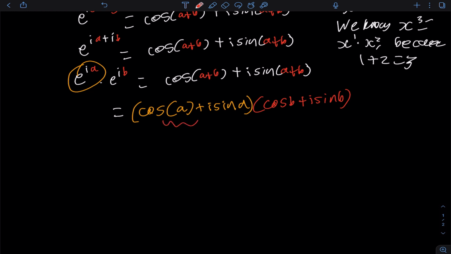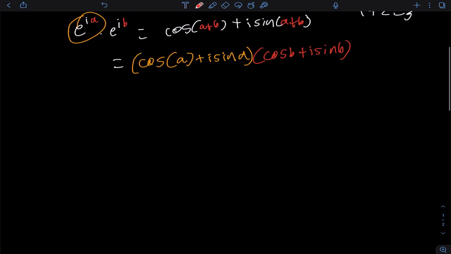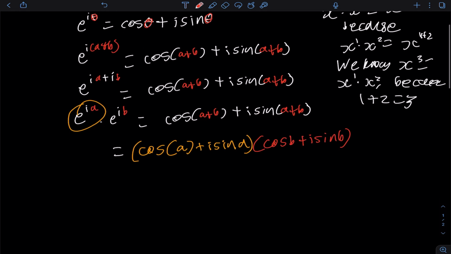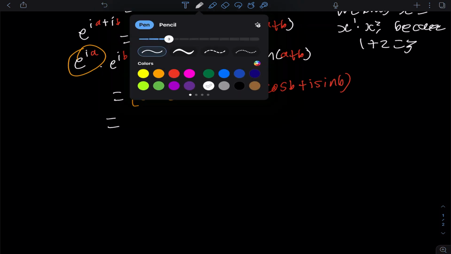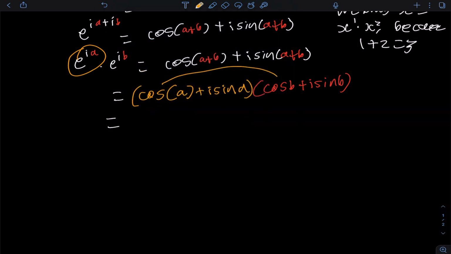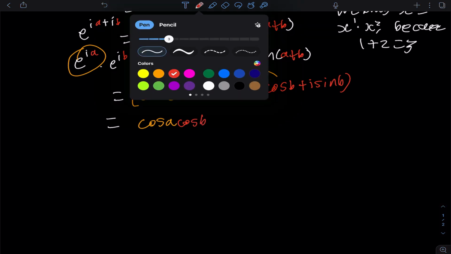The angle is a single value. So what we can do is just multiply these out and see where we go from there. So let's just multiply this out. So this is equal to, taking this times that, cosine A times cosine B.